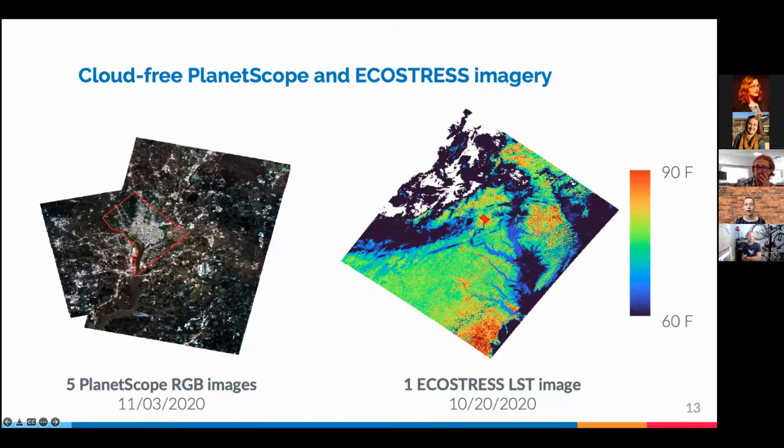And Planet imagery tiles are 25 square kilometers, so they have a substantially smaller swath width than ECOSTRESS imagery tiles. So it's necessary to mosaic together multiple Planet tiles for each target city and season to cover the entire study area. So here is Washington, DC. You can see that within an ECOSTRESS tile, it's very small.